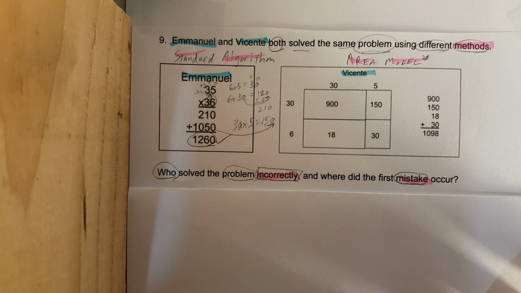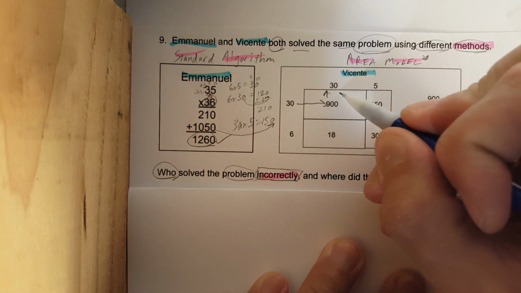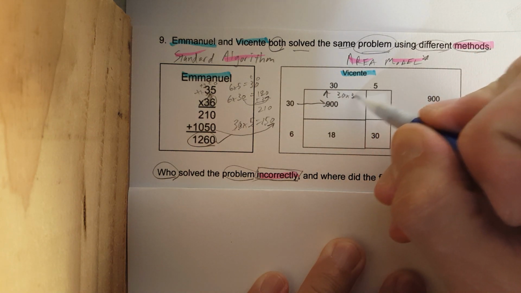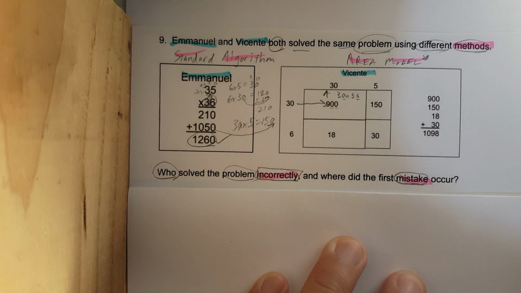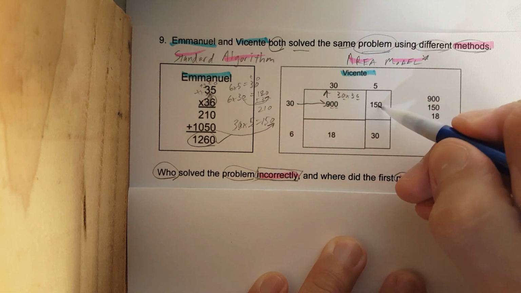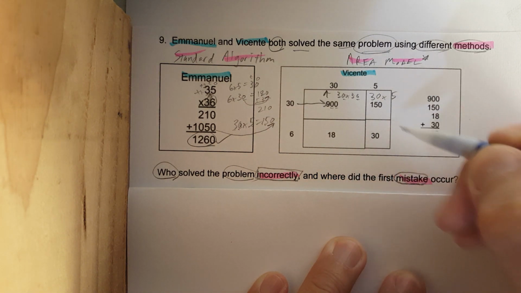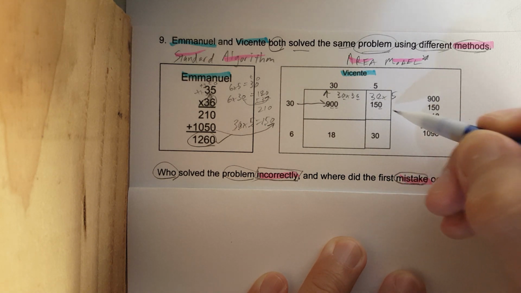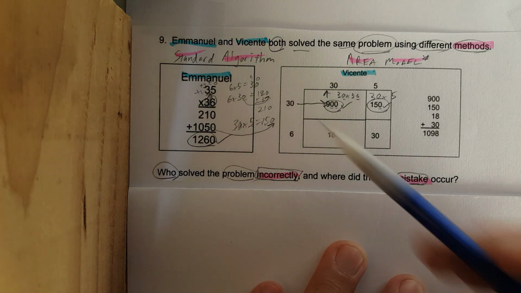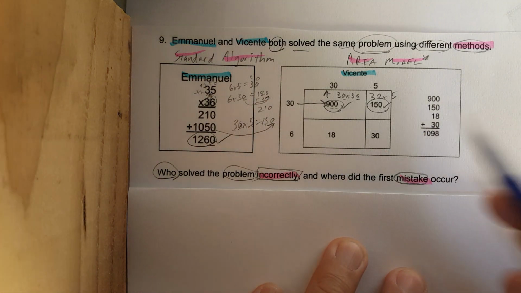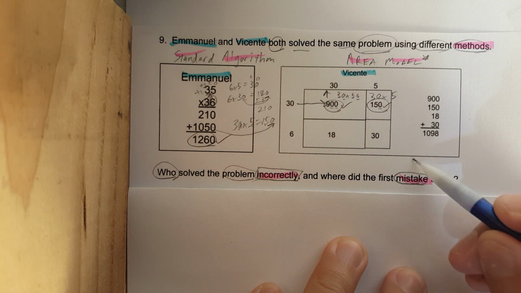We're at 5 minutes, 6 minutes. Let's get cruising. Area model. 30 times 30. 3 times 3 is 9. 2 zeros. Works. This one is 30 times 5. 5 times 3 is 15. 1 zero. This makes sense. This works. Nobody's made any mistakes. Emmanuel did standard algorithm correctly. Vicente has done area model correctly. Where is the mistake?